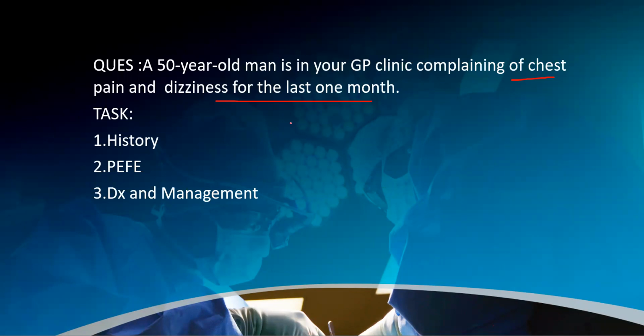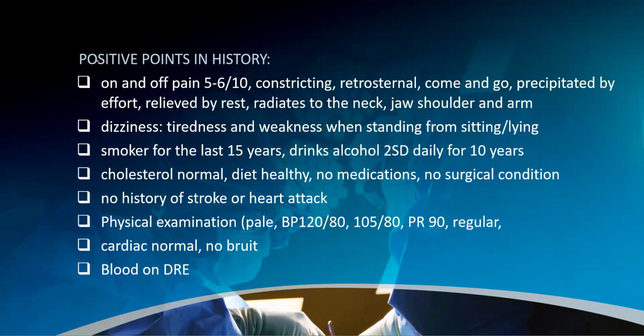Whenever you get this sort of case, make sure that you understand that this could be a case of angina due to anemia, because if it's an MI, it should not persist for like 1 month. It could obviously be angina, but you need to find out why this patient is having angina. Not always it's due to fatty substances in the coronary arteries. Sometimes there can be an underlying cause as well. So your task is to do history, PFE, diagnosis, and management.